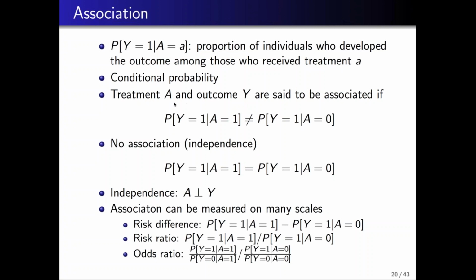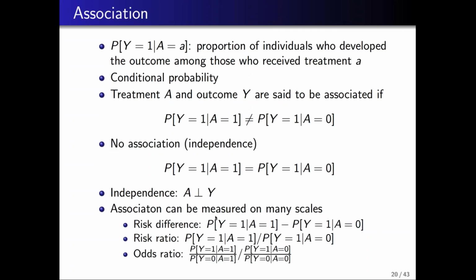We say that treatment A and outcome Y are associated if the proportion of people who die among those who were observed to take treatment little a is not equal to the proportion of people who die among those who did not take treatment little a. And we say that they're not associated, or independent, if these two conditional probabilities are equal to one another. Just for simplicity, I use the notation with this little perpendicular sign. This means that A is independent of Y.